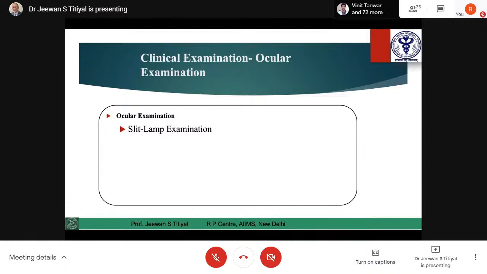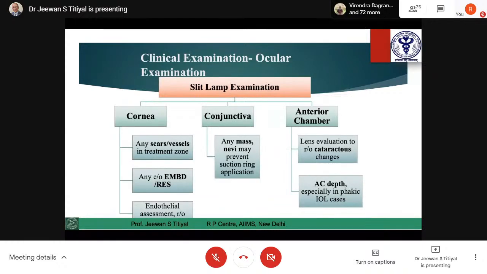Slit lamp examination is mandatory for all patients. Look for all these areas: cornea, conjunctiva, anterior chamber. Anterior chamber especially for cases where you're looking at lens-based procedures, where AC depth is very, very important. Another important area is the white to white, especially in cases of SMILE procedure, because you can select the contact lens application size, small, medium, and large, based on the white to white.